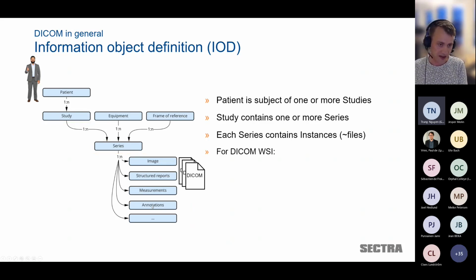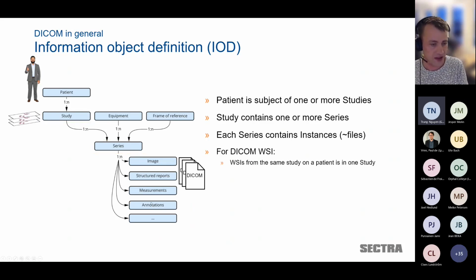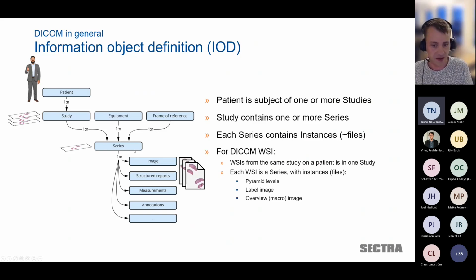When it comes to VSI, VSIs from the same study or case on a patient would be grouped together in a study. And each VSI is then its own series. And this series will then contain image files where each image file will represent one pyramid level. So for each pyramid level we make one image file that goes into this series. If we have label or overview images, they also go into this series.